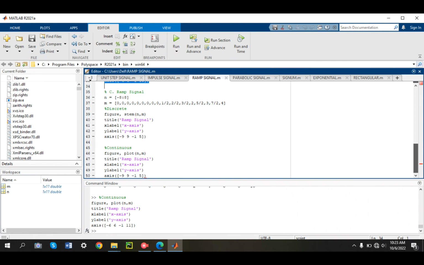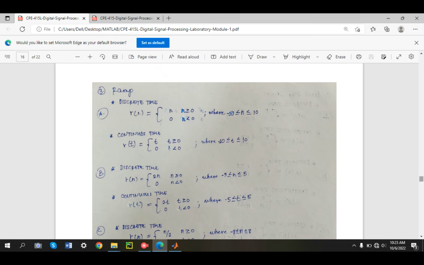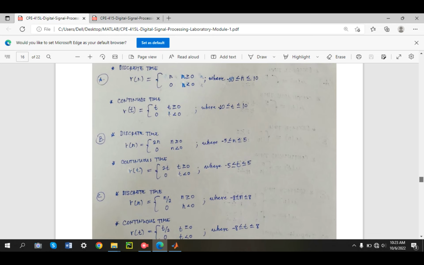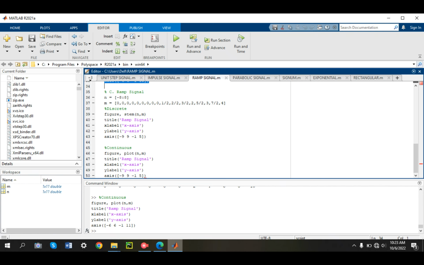Now proceed to condition C. So C: ramp of n is equal to n over 2 when n is greater than or equal to 0, and 0 when n is less than 0, where negative 8 is less than or equal to n and n is less than or equal to 8. The same function applies for continuous time.